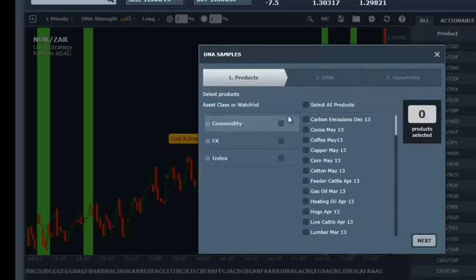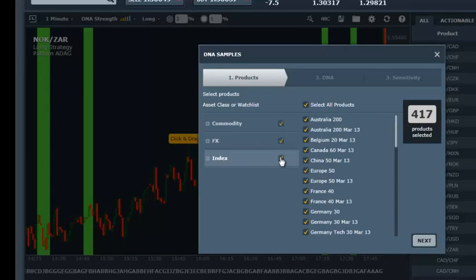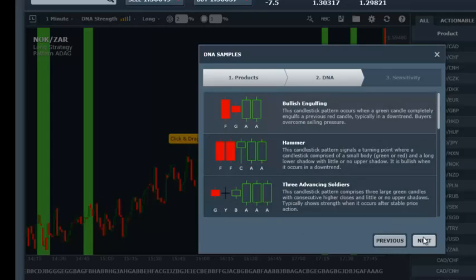Then check the appropriate boxes. We have over 400 available instruments and are adding new products all the time. Now you are prompted to select one of our predefined candlestick chart patterns. The candle sequence, together with each candle's appropriate DNA letter, is displayed pictorially. There is also a brief description of the pattern telling you whether it is typically bearish or bullish.